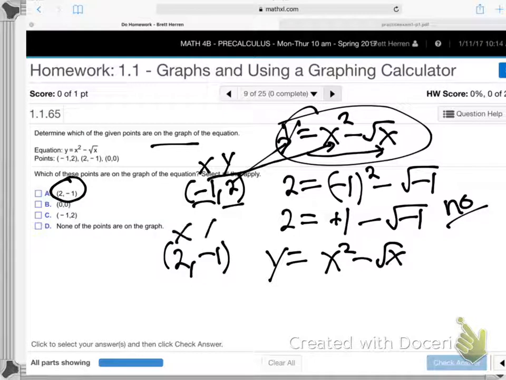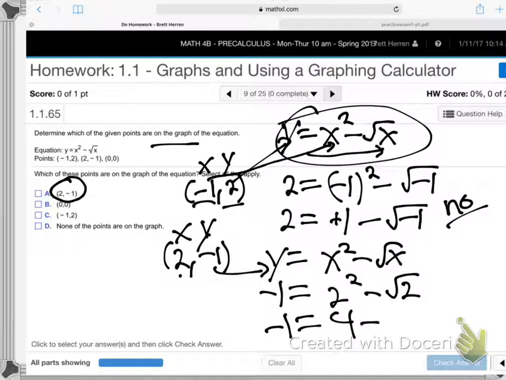So this is x. This is y. Plug in for y here. So does negative 1 equal 2 squared minus the root? Oh, no, that's not true, is it? That doesn't work either. Negative 1 does not equal 4 minus the root of 2. I don't know what 4 minus the root of 2 is, but it's not negative 1. So that one's a no also. So it's no on that one, no on C.